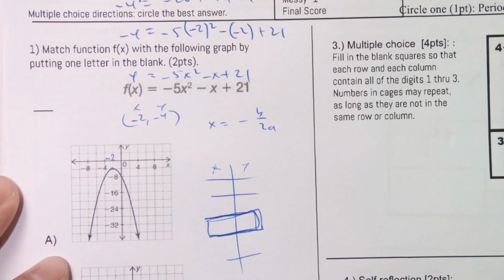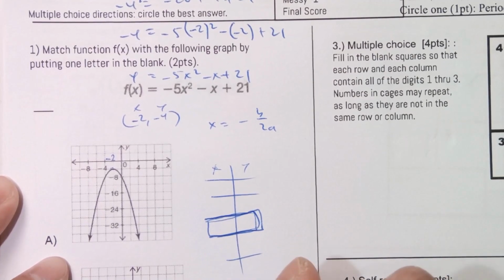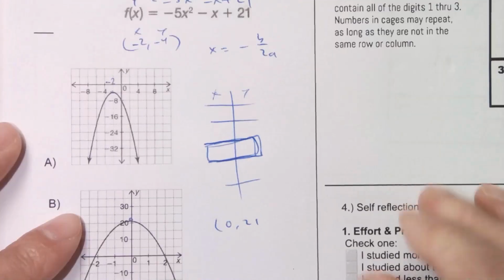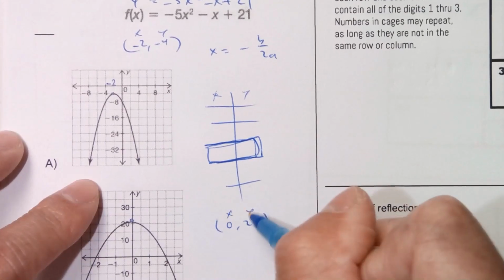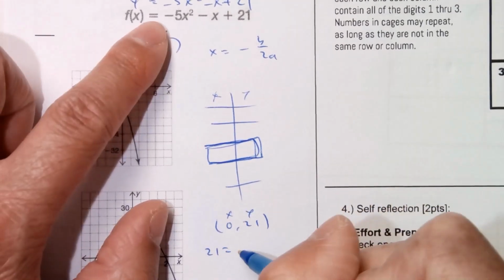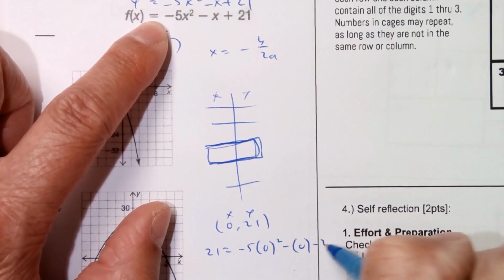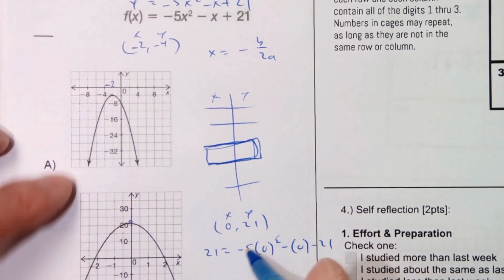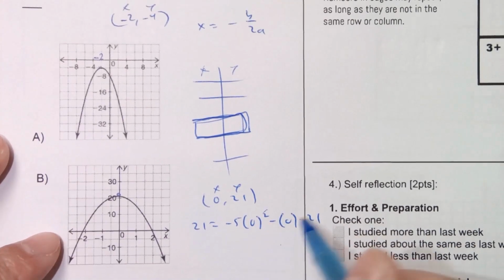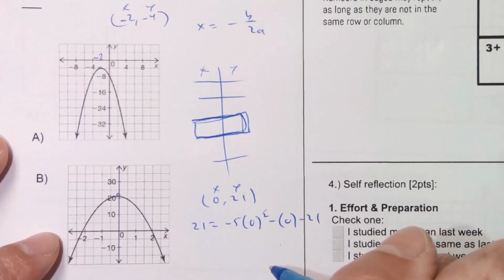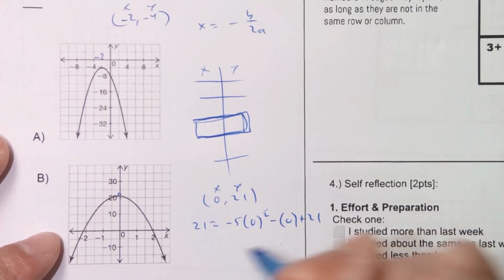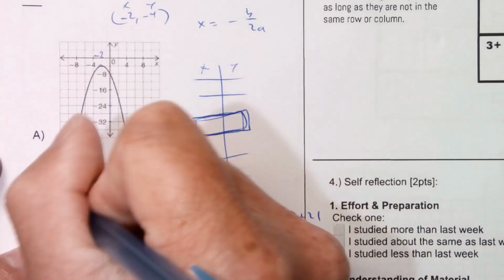That one looks like to be 0 and say 21. So I put in 0, I get -5 times 0 squared minus 0 plus 21. So that becomes 0. 0 times -5 is 0, 0, 0, that should be a plus 21. So 21 equals 21. So the answer is B.